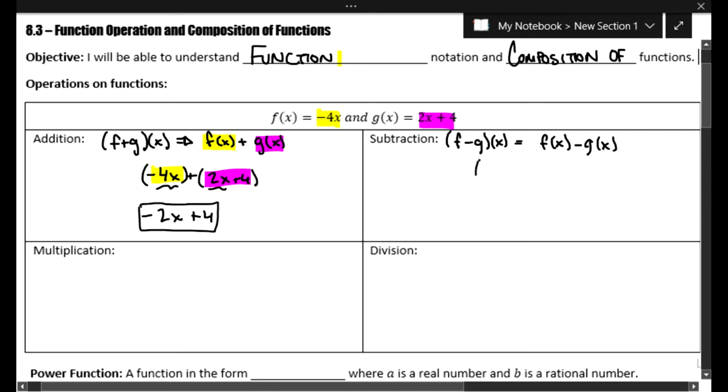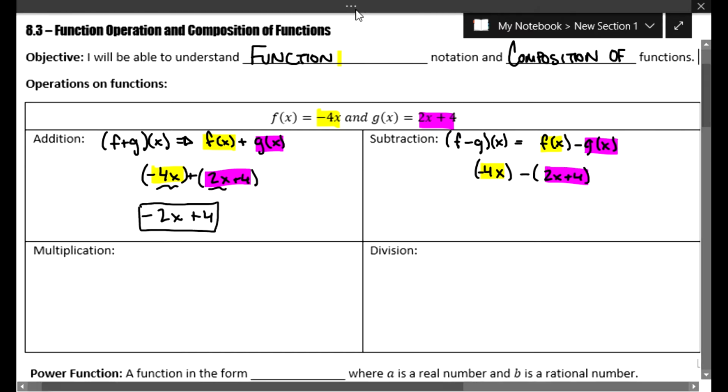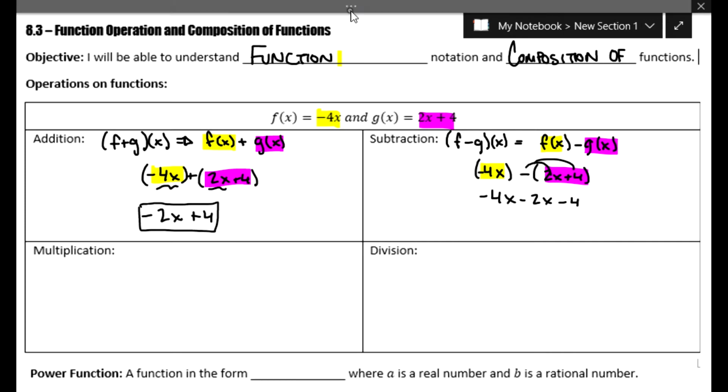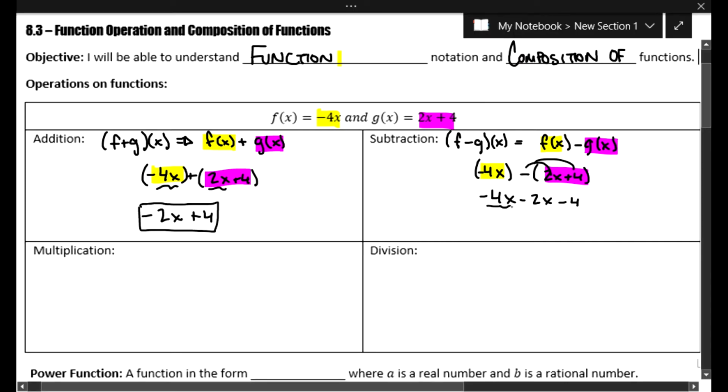So our f of x function, again, is negative 4x, and we're going to subtract 2x plus 4. Again, in this notation, I'm just taking the f of x function and plugging it in, and taking the g of x function and plugging it in. In this case, it does matter that the negative is going to get distributed to both of the second terms. So negative 4x minus 2x minus 4. Now we're combining like terms. Negative 4x minus 2x is negative 6x, and then a minus 4.